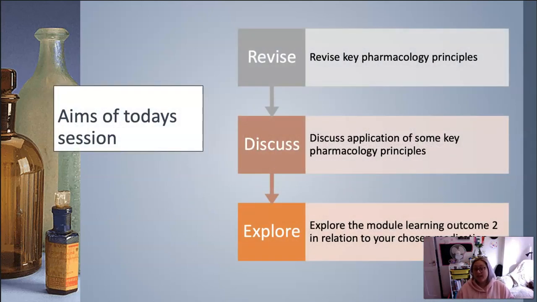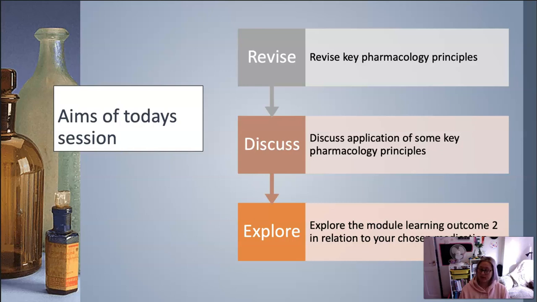So the aims of today's sessions, as I said, we're going to look at a revision of the key pharmacological principles. So we did identify some of those last year for those of you who did do the module last year, but that doesn't mean to say that anybody's going to be behind if you didn't do the module last year. There is a really good resource here.